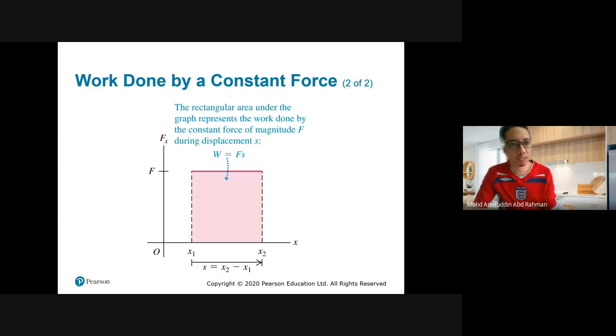Now the work done by a constant force. W is still the area under the graph, but it is easier because it is a rectangle. The rectangle area under the graph represents the work done by the constant force of magnitude F during the displacement.